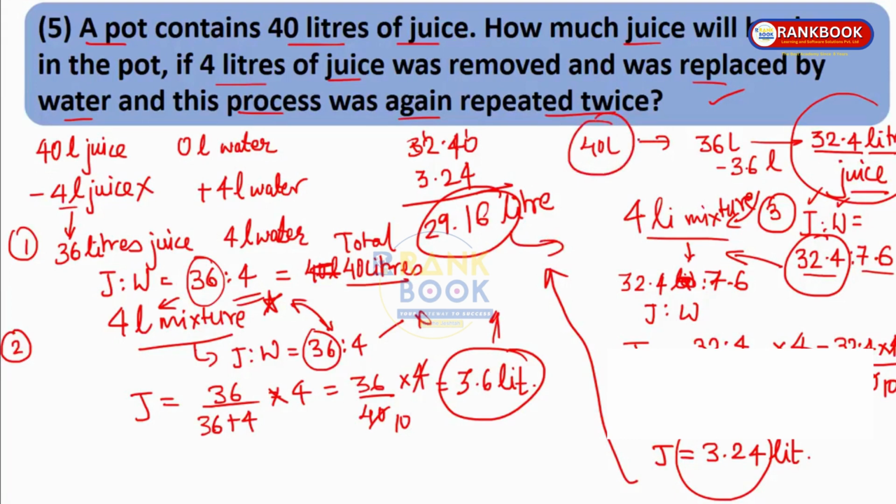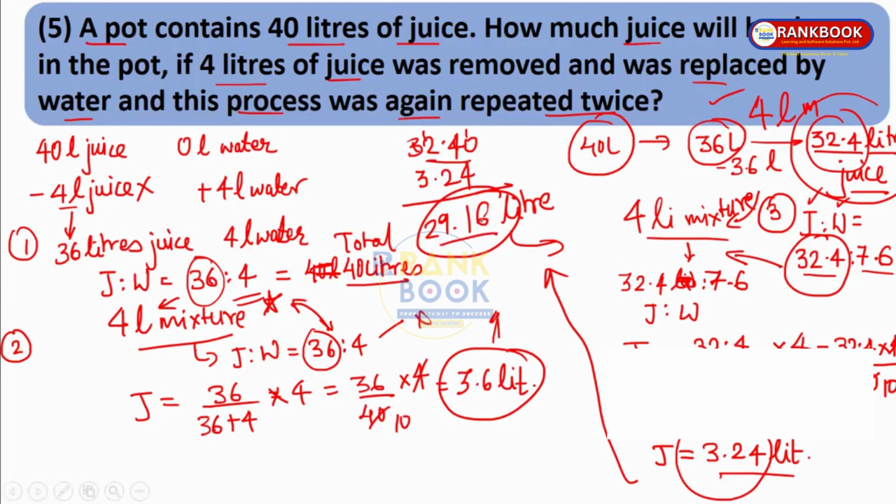Initially it was 40 liters, then we removed 4 liters at start, so we got 36 liter juice. Then we removed 4 liter mixture. In that 4 liter, the juice was 3.6 liters, water was 0.4 liters. Okay, then we removed 3.6 liters. So how much juice would be left? 32.4 liter. In this mixture, total was 40 liter mixture. In that 32.4 liter was juice. Out of that again we removed 4 liter mixture. So that 4 liter had 3.24 liter juice. So now the final quantity of juice left was 32.40 minus 3.24, that is 29.16 liters.